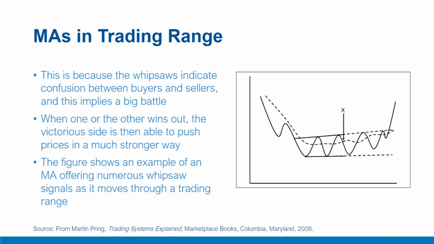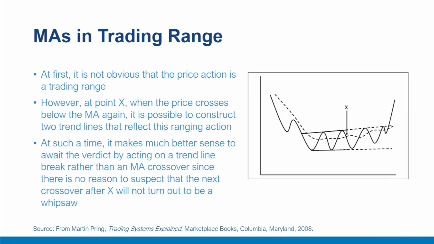The figure here shows an example of an MA or moving average offering numerous whipsaw signals as it moves through a trading range. Notice this. In the beginning, it may not be very obvious that this is a trading range kind of sideways pattern. However, at point X, if one draws these trend lines within a rectangle pattern, when the price crosses below the MA again, it is possible to construct these two trend lines that reflect this range action.